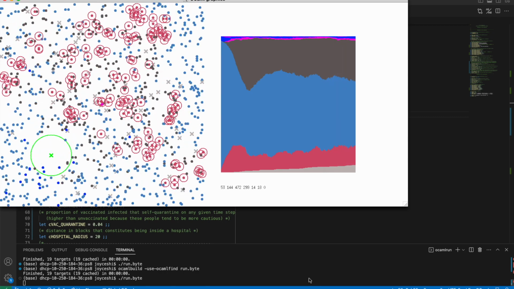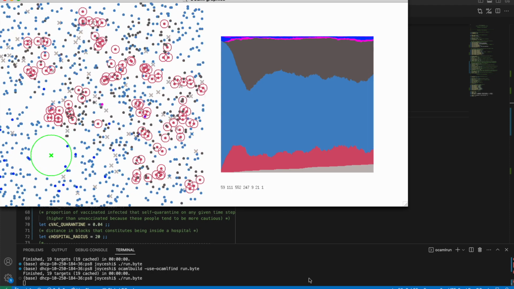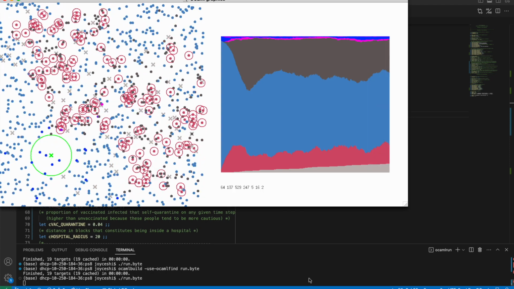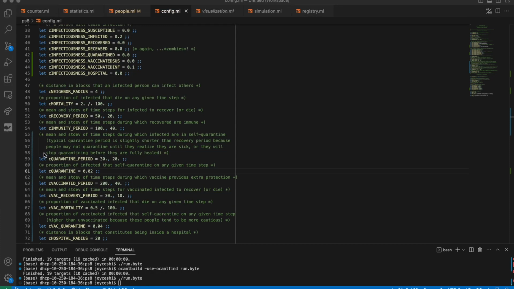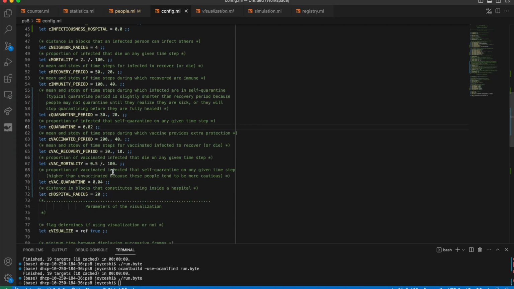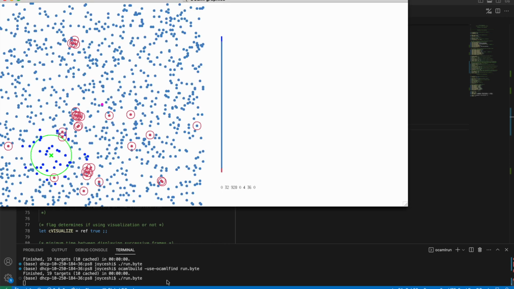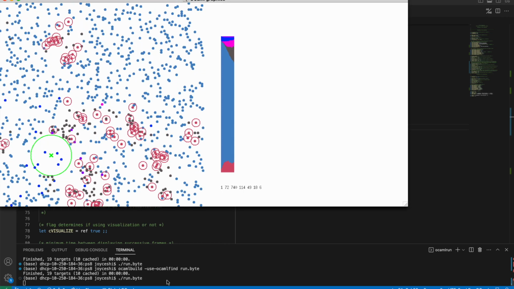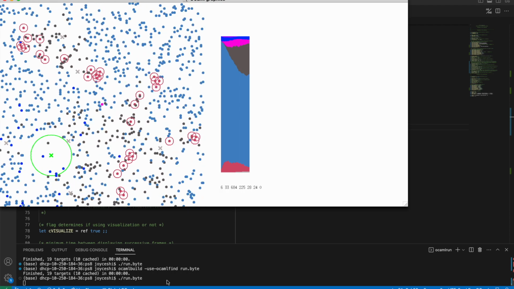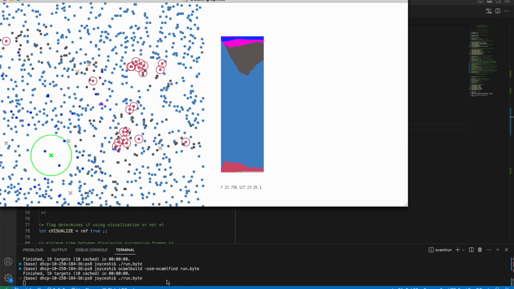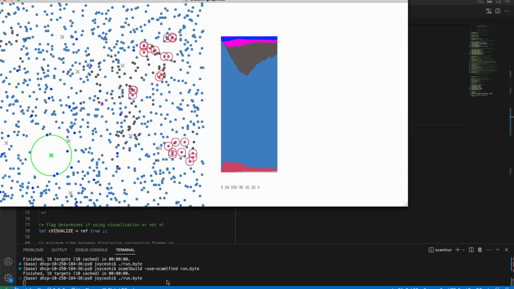Now recall that the proportion of normal people who quarantine was kept really low for this, so there isn't much change. But now if we go back and we change our proportion of people who quarantine back to 0.02 and run our simulation again, this time we're going to see that the combination of vaccines and higher level of quarantine is much more effective.